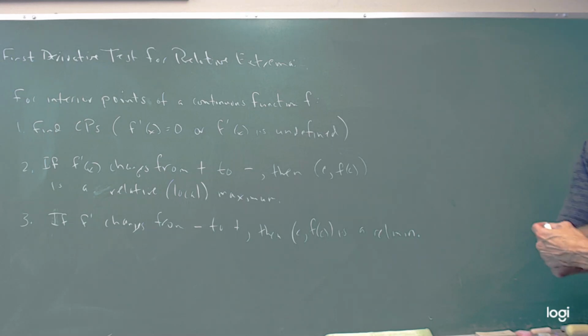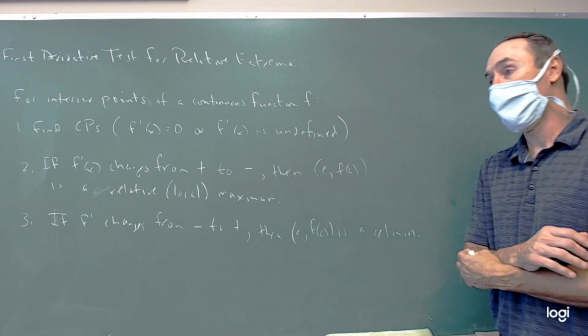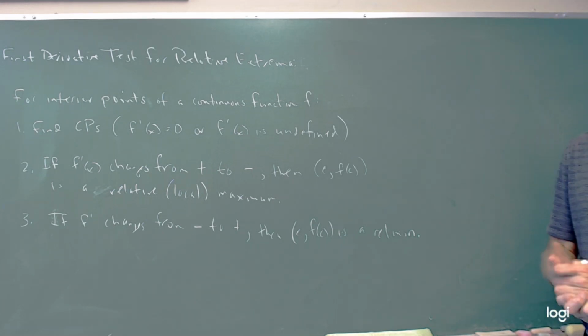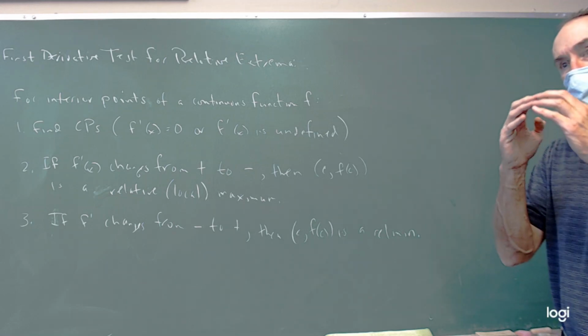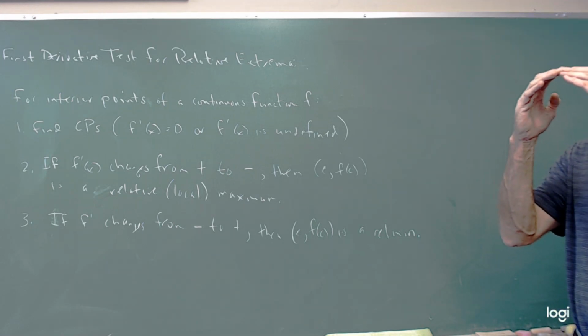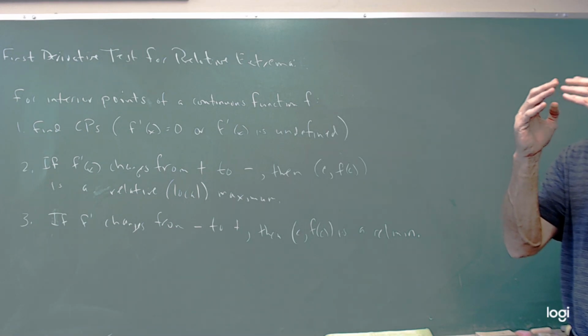Now, it doesn't have to do that. It may not change sign, so it could go positive, positive, or negative, negative, in which case it is not a relative minimum, nor a relative maximum. So if the first derivative was 0, and that's why we got the critical point, and it goes positive, positive, or negative, negative, we call it a shelf point.